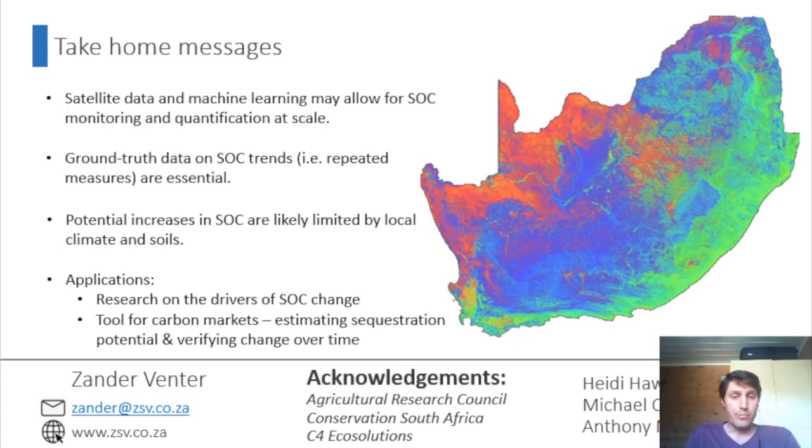Then the potential for increases in soil organic carbon might be limited, given that there is an upper limit to the capacity for soils to store carbon, and a map like this can help inform what this limit is. And finally, there are applications for these soil organic carbon maps and trend maps in both research but also as a tool for carbon markets, for estimating sequestration potential and verifying change over time. Please feel free to reach out if you have more questions.